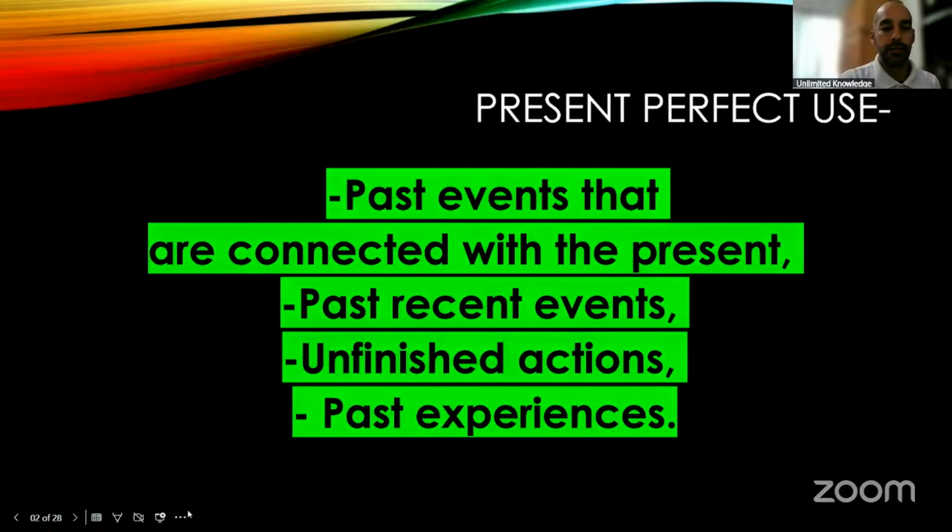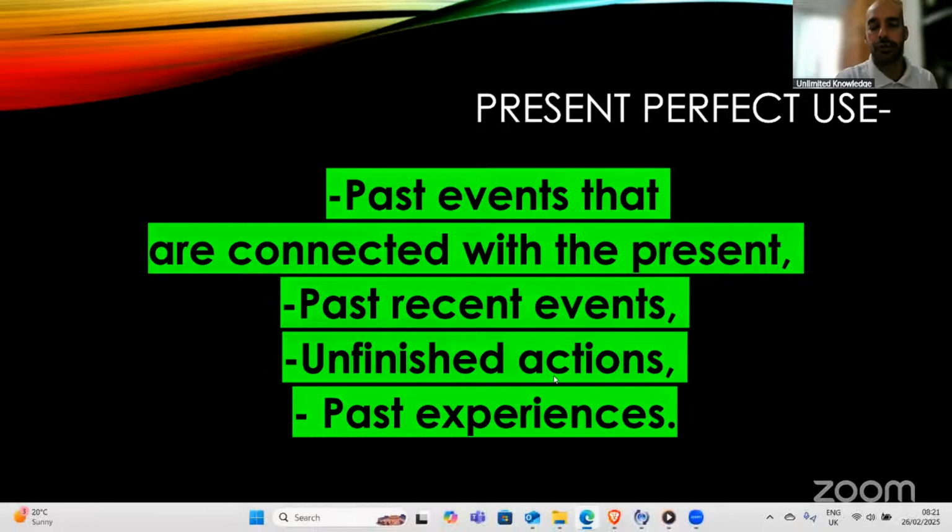So, firstly, why am I going to use present perfect? What will I use it for in my life? Well, we're going to use it, first of all, for past events that are connected with the present. So, usually, this is an event that has started at some time in the past and has a connection up until the present, in the moment now. So, we can use it to talk about past recent events, any unfinished actions, and also past experiences.